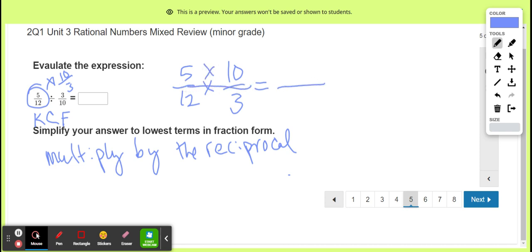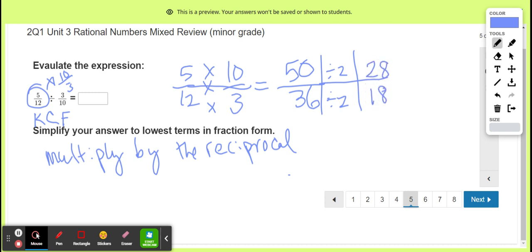Multiply straight across the top. We have 50 and 36. Both of these are even numbers, so we could simplify quickly and divide by 2 and divide by 2. So it's going to give us 25 over 18.